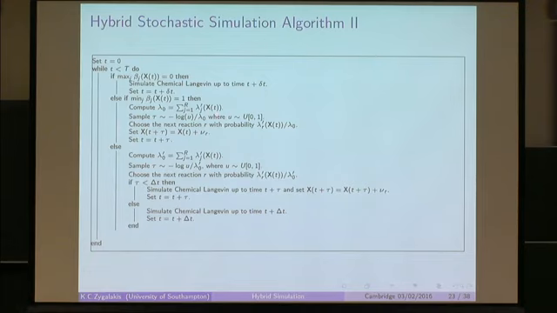Otherwise, if I am in this intermediate regime, I calculate the time to the next reaction, calculate which reaction happens, and compare. If the time to the next reaction is smaller than the time step I've used for my chemical Langevin equation, I simulate my chemical Langevin equation up to this time, and then add the jump. Otherwise, if the time to the next jump is after the time step I've chosen for my chemical Langevin equation, I just simulate the chemical Langevin equation up to the time delta t. So this is kind of the easier version, this is how you would do the Gillespie algorithm.